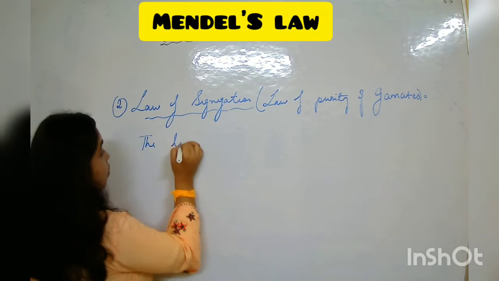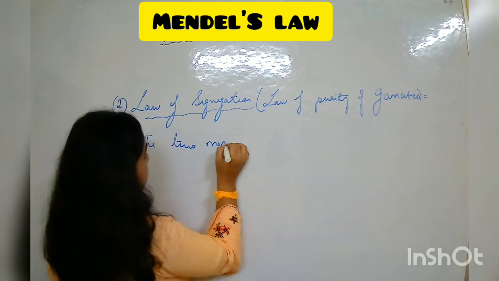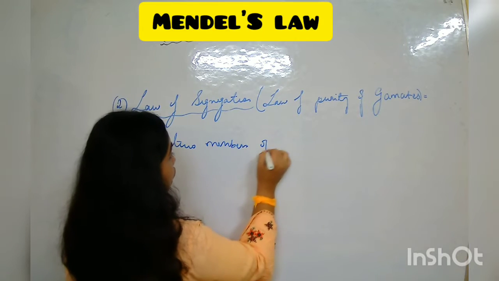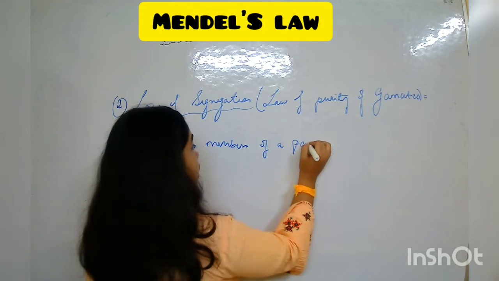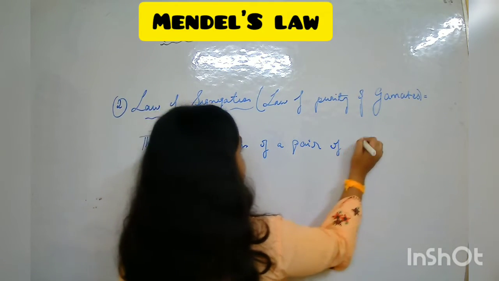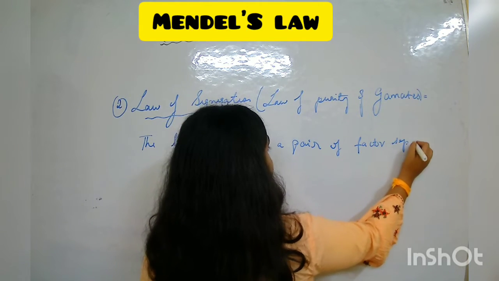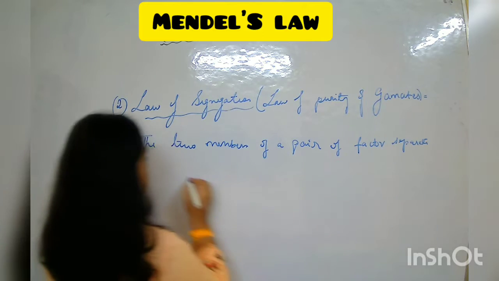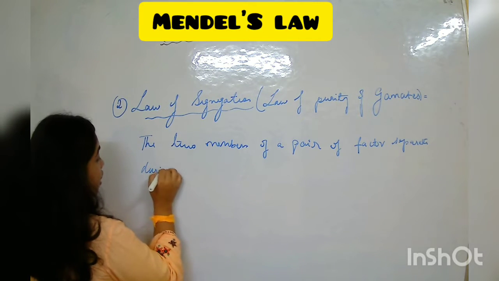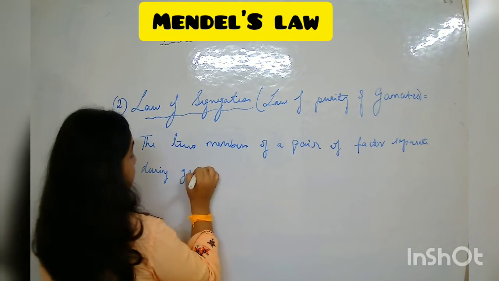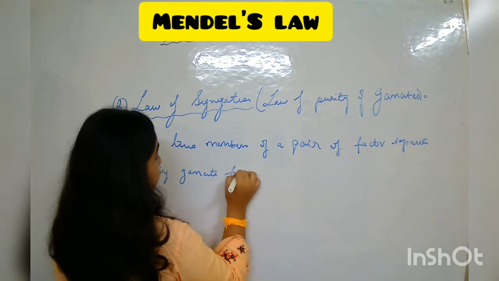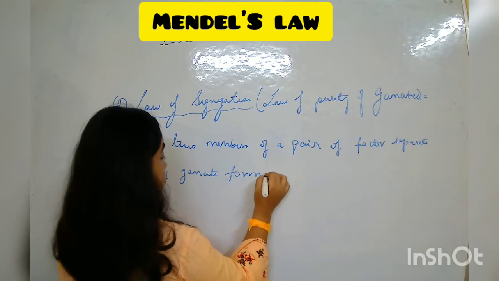The two members of a pair of factors separate during gamete formation. Is my handwriting readable for you people?